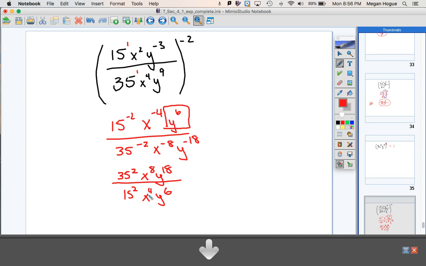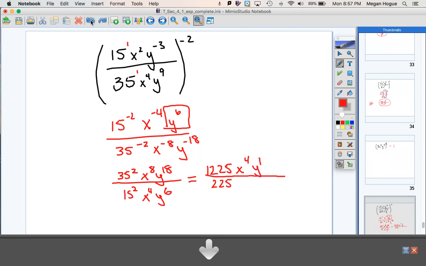Well, now I have to go ahead and multiply out those things. Oh my gosh, it's going to be some big numbers here. We're going to get 1,225, and we're going to get 225 on the bottom. We'll come back to that in a minute. With our x's, division like we saw in the last one, I'm going to do 8 minus 4. It's going to go on the top, x to the 4th. 18 minus 6, that's 12. 18's bigger. Y to the 12th.